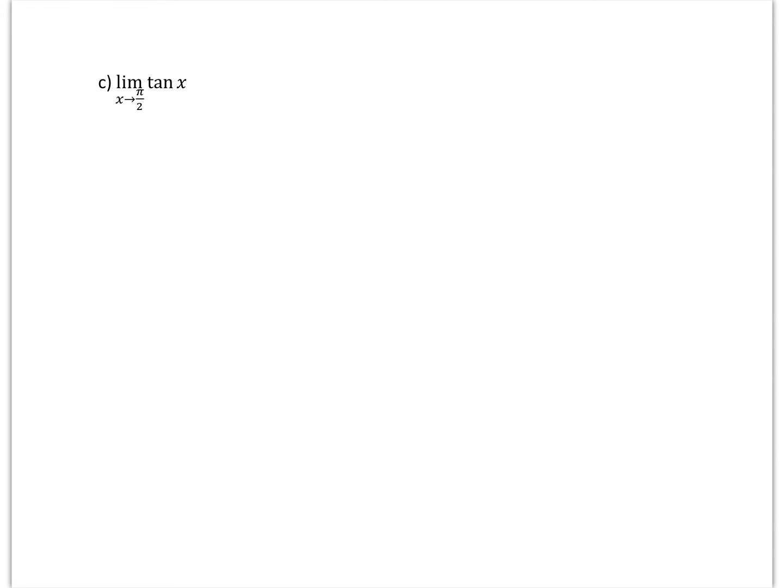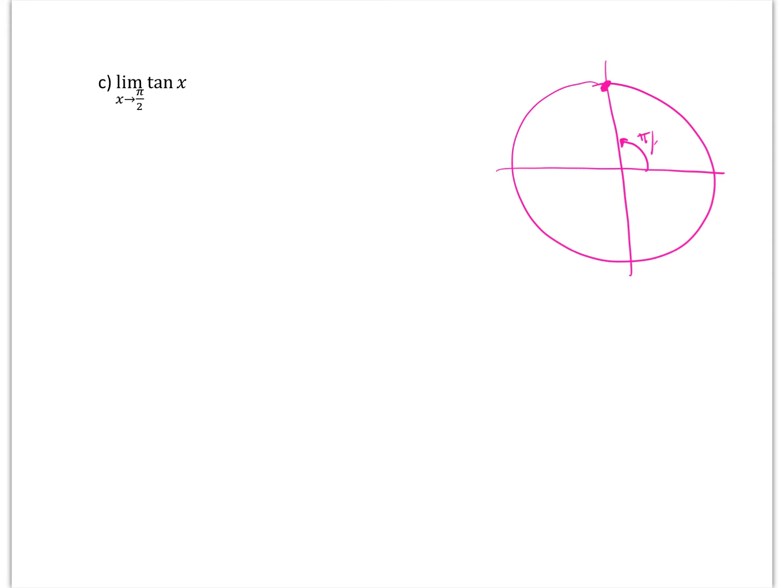The limit as x approaches pi over 2 of the tangent of x. Okay, so what is the tangent of pi over 2? So let's draw a unit circle and see if we can remind ourselves of a little bit of trigonometry. Unit circle. This is pi over 2 right here, and the coordinates of this point are 0, 1. Okay, so the tangent of pi over 2, remember, is y over x, which would be 1 over 0, which is undefined.